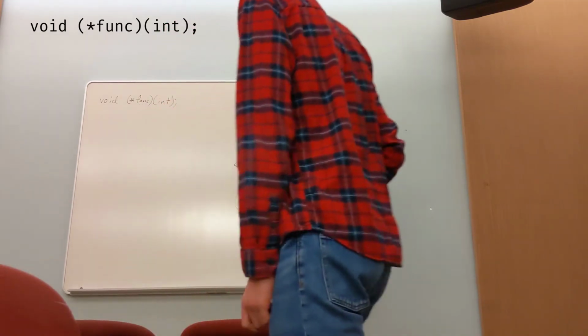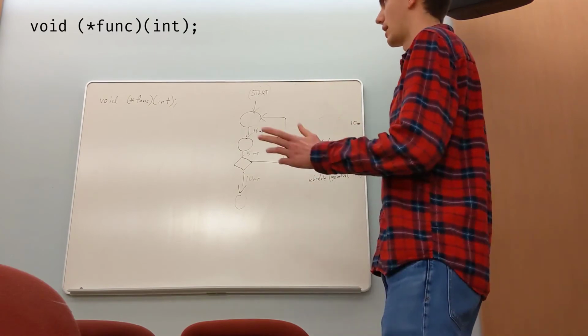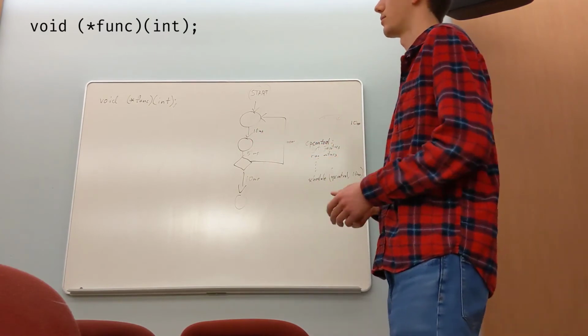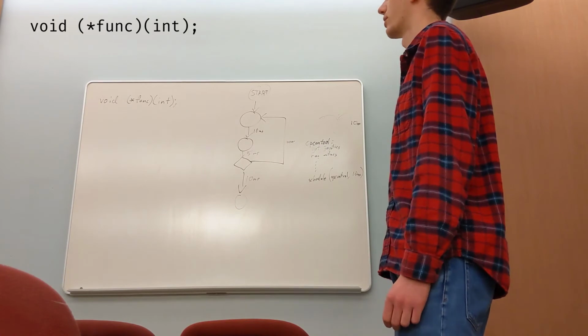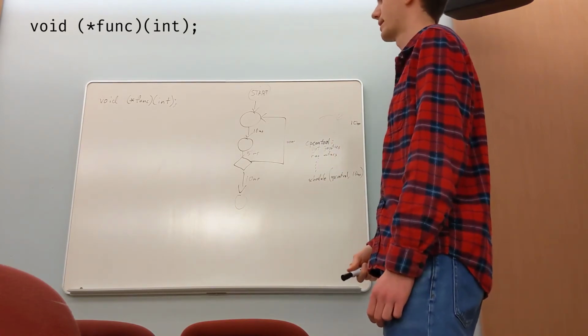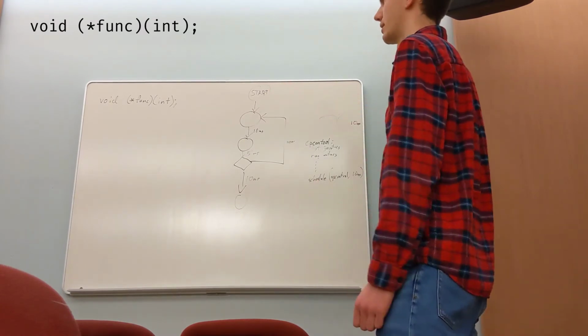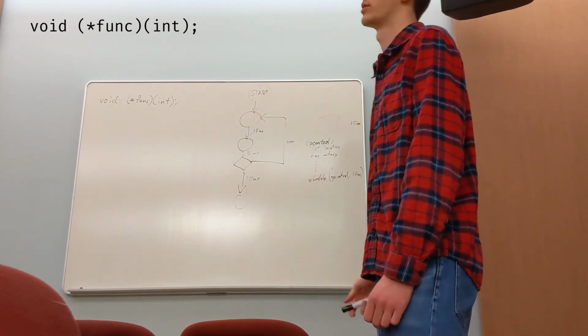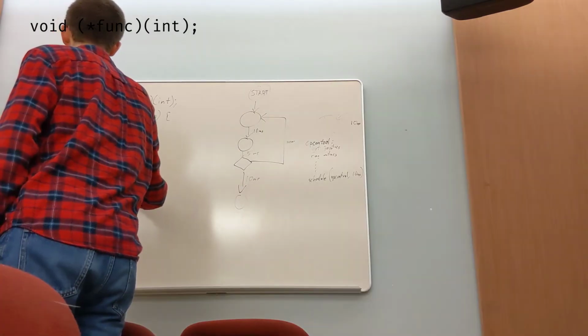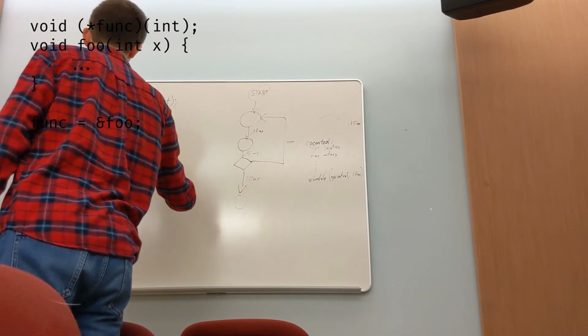It is terrible syntax. That is a variable. Its size, if you care about that, is the same size as any pointer, and it can store a reference to any function that has that signature. So it has one parameter, and that's an int, and it has no return value. You could do func equals the address of foo.